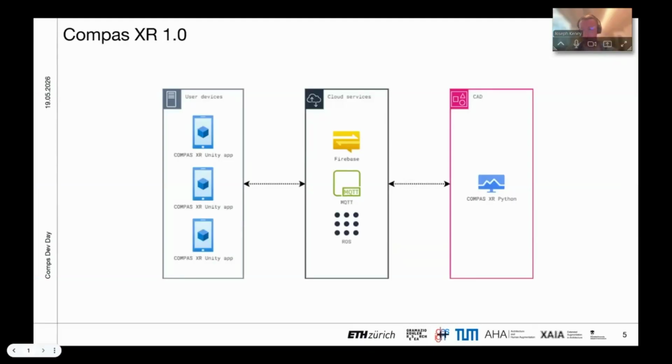The original COMPAS XR is designed around three main components. The first is a Python and CAD integration layer, which connects COMPAS-based project data to design and fabrication workflows. The second is a cloud service layer, which allows multiple clients to read and write shared project information. And the third, a user-facing application layer, mainly Unity-based mobile applications for XR visualization and interaction. The key point of this release is to establish the basic infrastructure for linking multiple devices to the same project state.